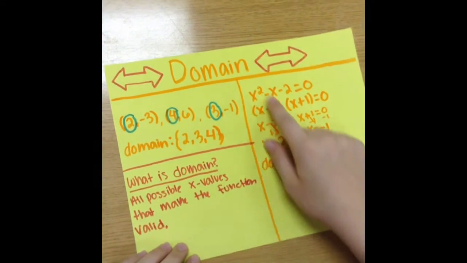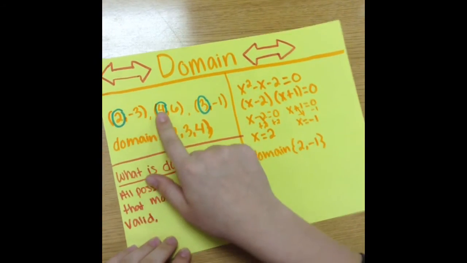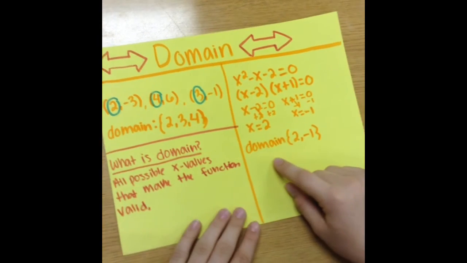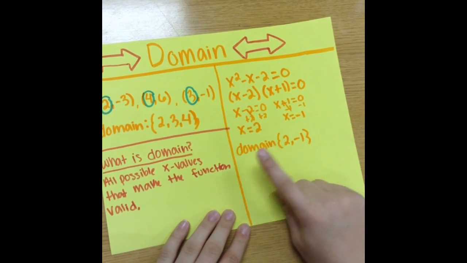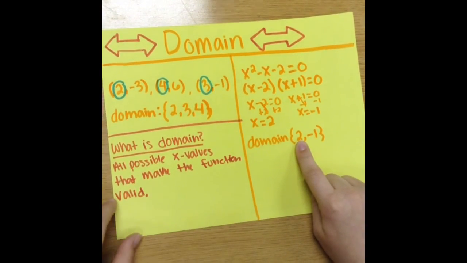Domain. Domain is the x values that make the function valid. In these examples, it's 2, 4, and 3, because those would be the x values. This is an example of where the domain would be 2. After the equation, this is the x value. And those are the properties of a parabola.